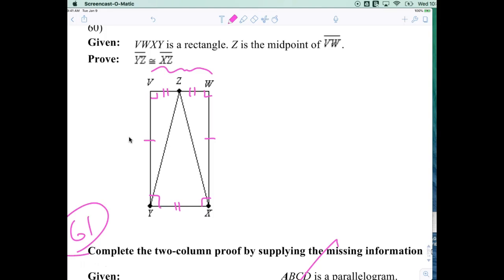Right? Because VY, let's just say this, VY is congruent to here. That's the definition of a rectangle. This is congruent to this, definition of midpoint. This angle is congruent to that angle because all right angles are congruent. Triangles are congruent, side angle side. And then CPCTC. That's kind of easy.